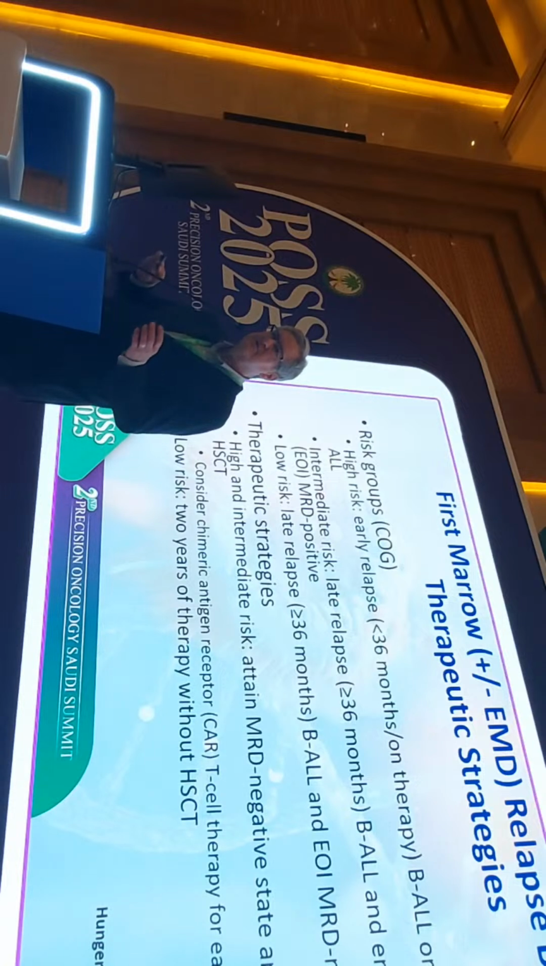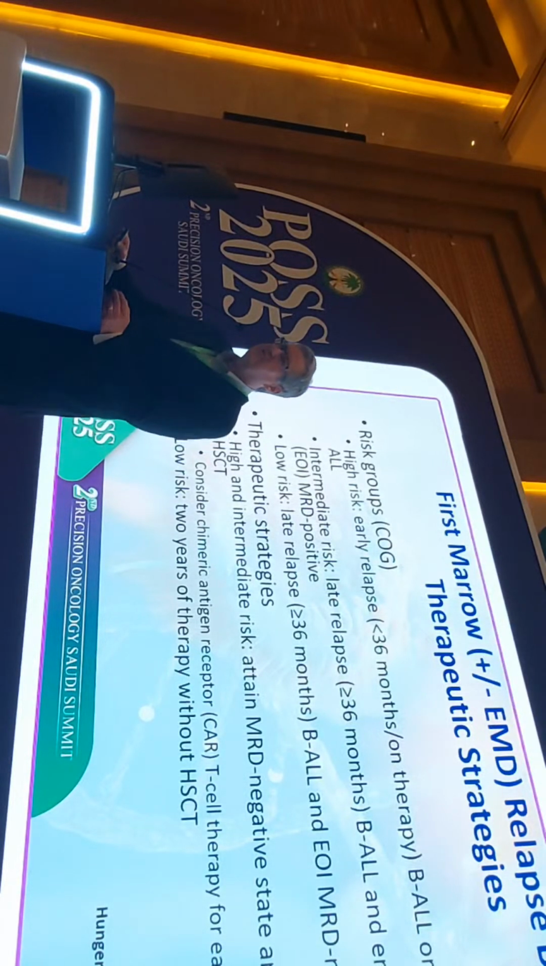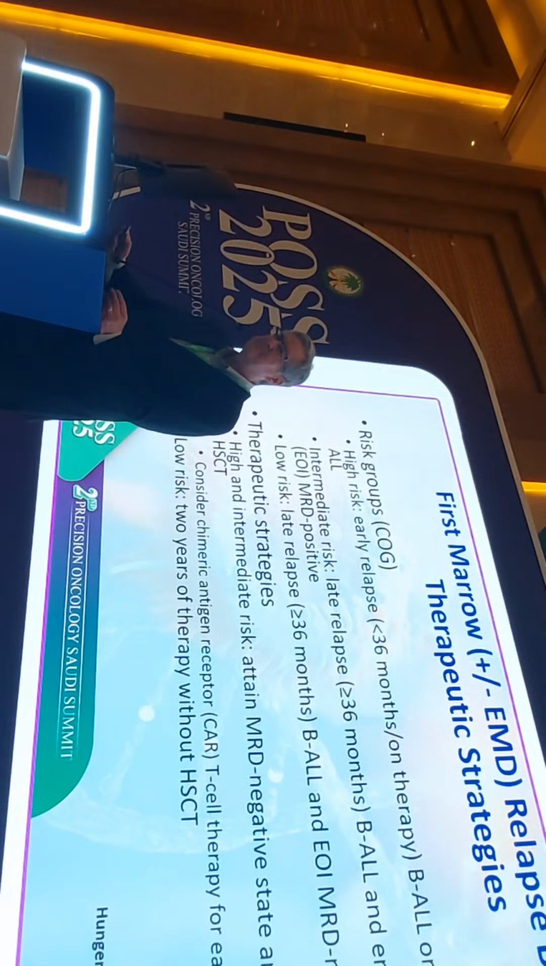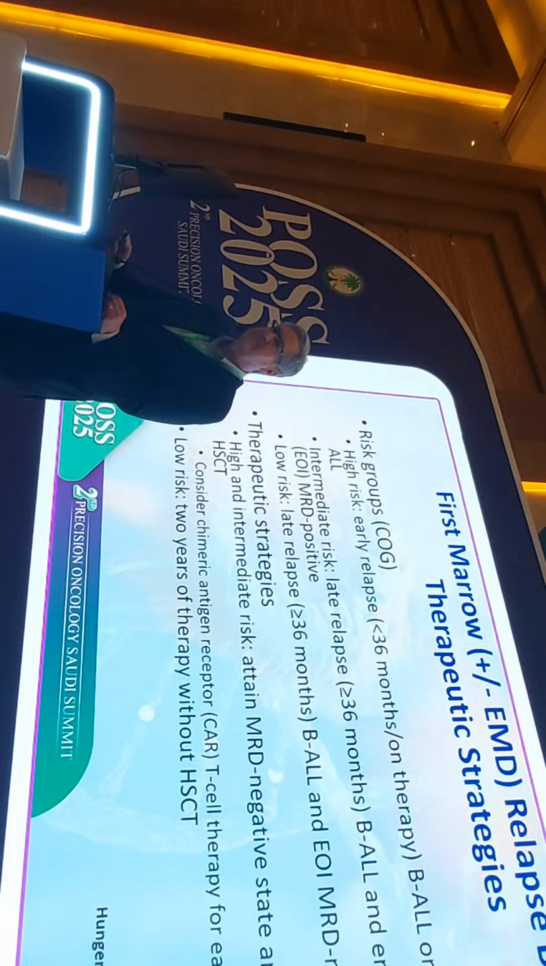Intermediate risk patients are those with a late relapse who are MRD positive after a month of therapy. And the general therapeutic strategy pursued in these settings for high and intermediate risk relapse patients is to get them into a solid remission, ideally MRD negative with good function, and then pursue allogeneic hematopoietic stem cell transplant. In contrast, patients with a low-risk relapse are typically treated with 2 years of chemotherapy without hematopoietic stem cell transplant.